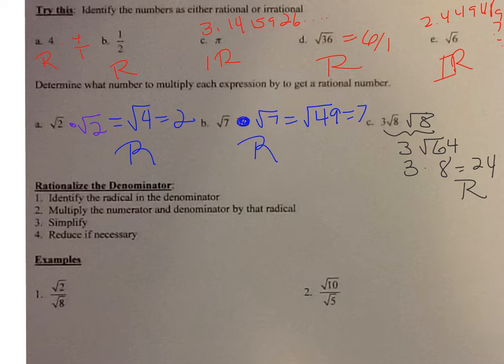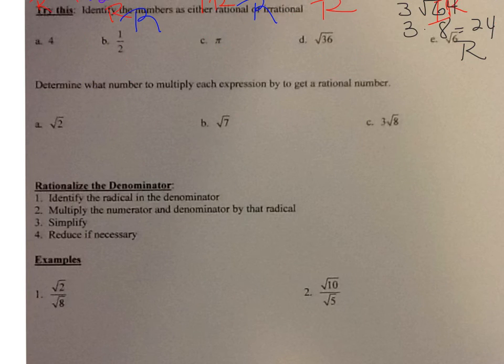So you can see when I have the square root of 2, I multiply by the square root of 2. That gives me a rational number. If I have the square root of 7, I multiply by the square root of 7. It gives me a perfect square, which is 7. I had 3 times the square root of 8, so I didn't do anything with the 3. I just multiplied by the square root of 8, which gave me a perfect square, which gave me a rational number. So when you have these radicals, you just multiply by the radical. Whatever radicand is underneath the radical, that's what you multiply by. So that will help us with rationalizing the denominator.